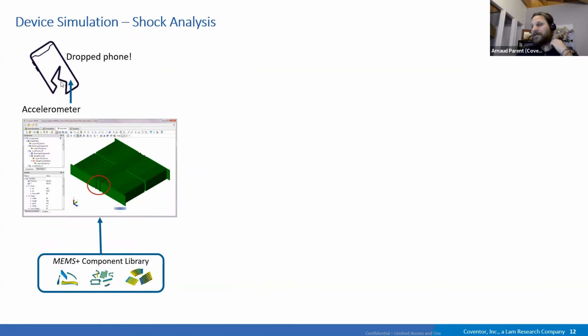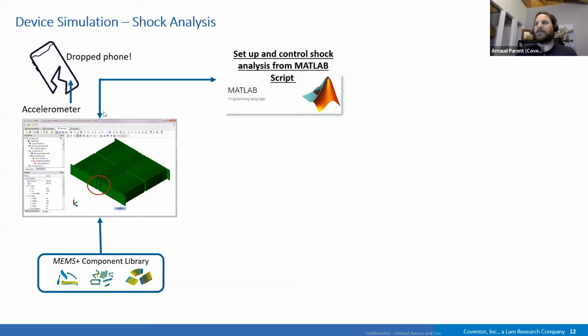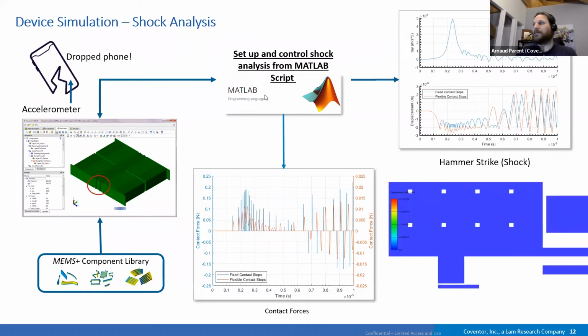So what is the acceleration? Because mainly a shock will be an acceleration. What is the acceleration applied to the smartphone? And in the smartphone, you certainly have an accelerometer or more, and how will the accelerometer react to this shock? To do this, you will create the model in MEMS+. Here we are illustrating that you are using the MEMS+ component library to assemble this device. You can import this device in MATLAB to conduct a study.